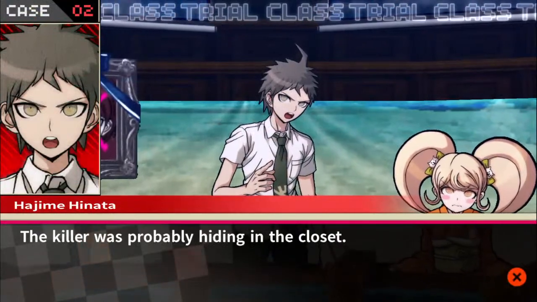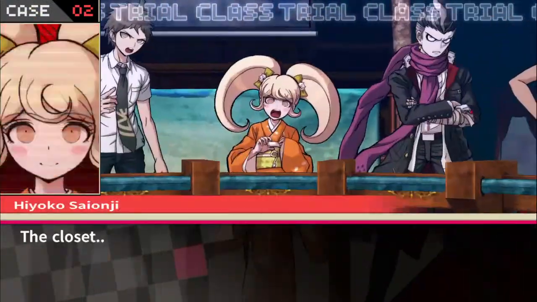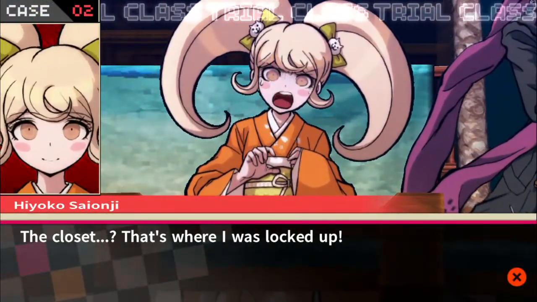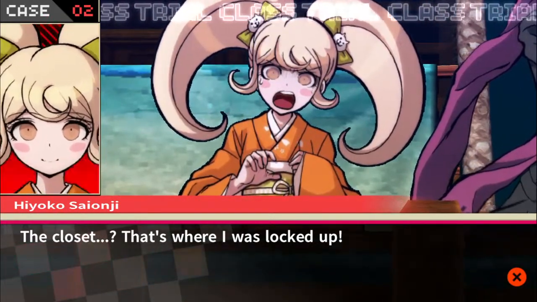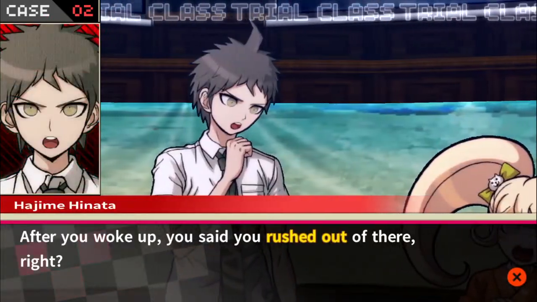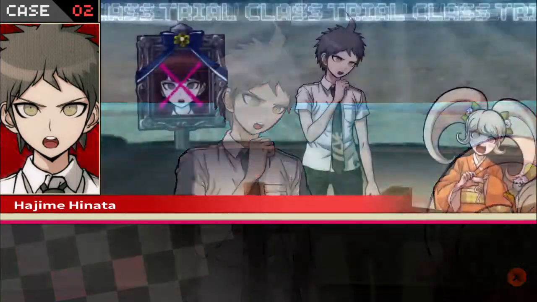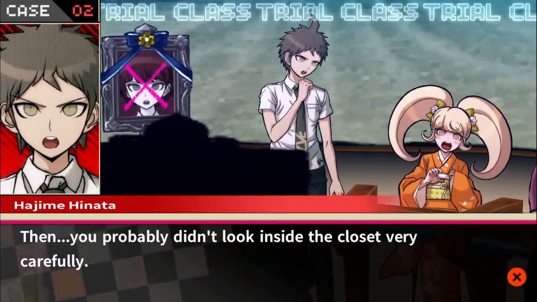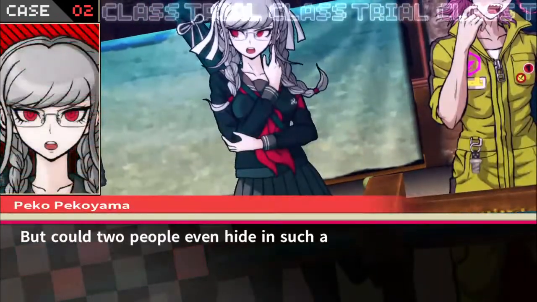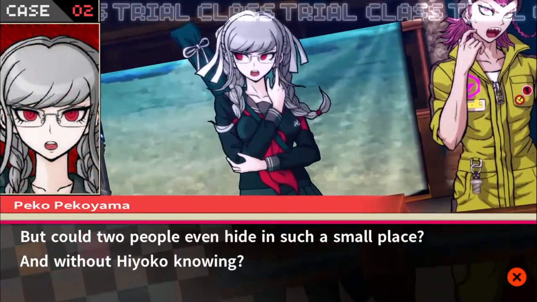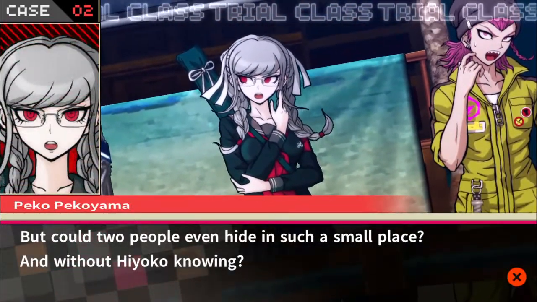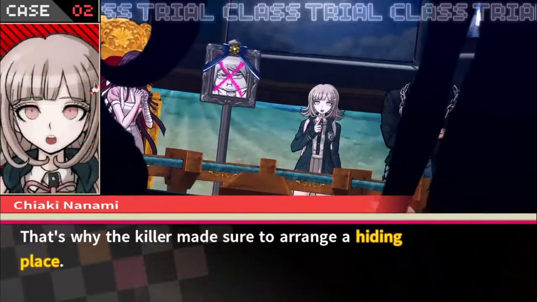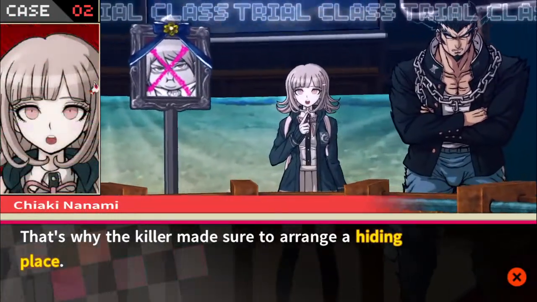The killer was probably hiding in the closet. The closet? That's where I was locked up! After you woke up, you said you rushed out of it, right? And you probably didn't look inside the closet very carefully. But could two people even hide in such a small place? And without Kyoko knowing? That's why the killer made sure to arrange a hiding place.